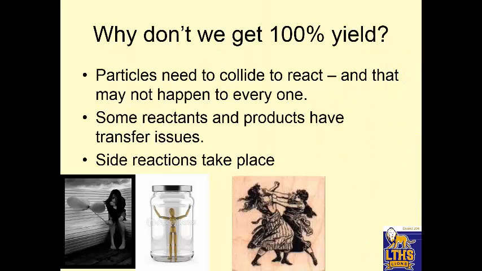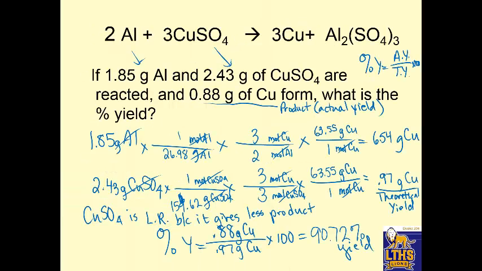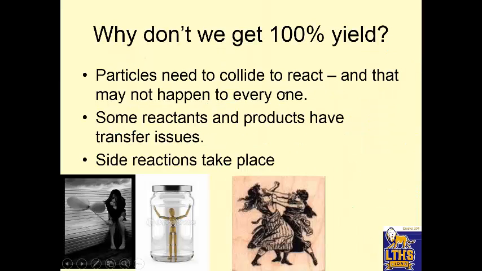So you might be saying to yourself, hey, self, why don't we get 100% yield? Okay, so let's look back at this. In order for this reaction to happen, these particles have to collide with those particles. And all of these particles have to turn into copper. Okay? Now, sometimes they don't collide. So a reaction might not happen. So we can't get 100%.